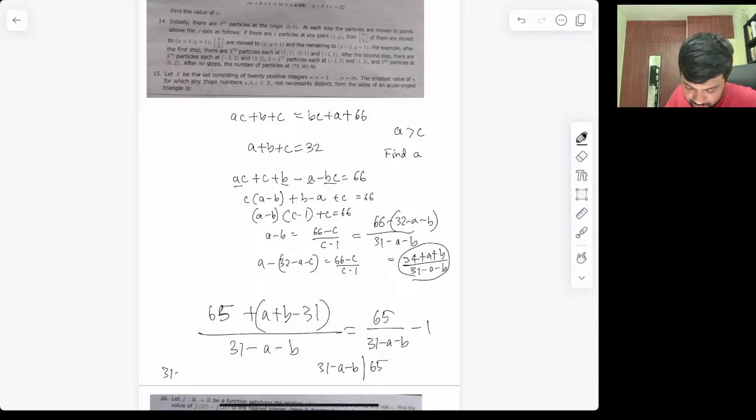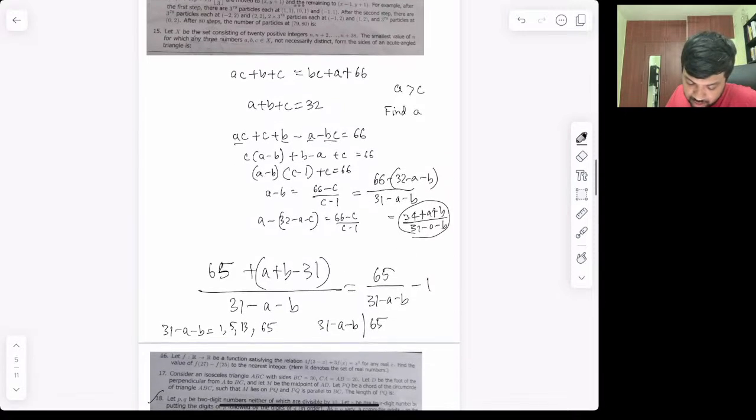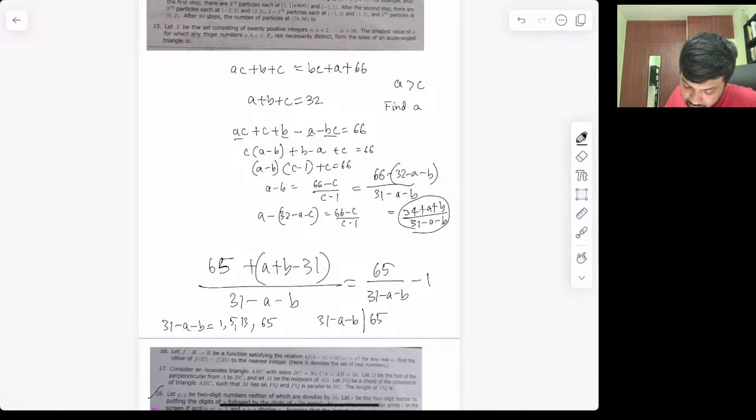That's correct. That's very fast. Factors of 65: 1, 5, 13, 65. Because a, b, c are positive integers that add up to 32, obviously 31 minus a minus b is positive, right? So these are the only 4 cases you have to try. And if you try these cases, you will get a plus b. By the way, 31 minus a plus b cannot even be 65, because then a plus b will be negative. So there are only 3 cases to check actually. Very nice. That's fast. Thank you.